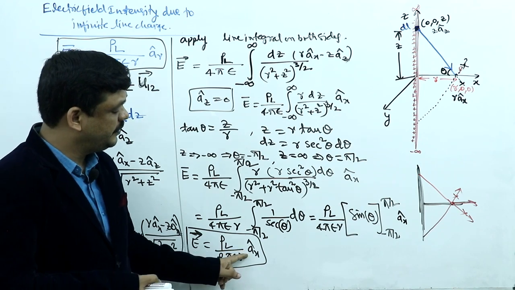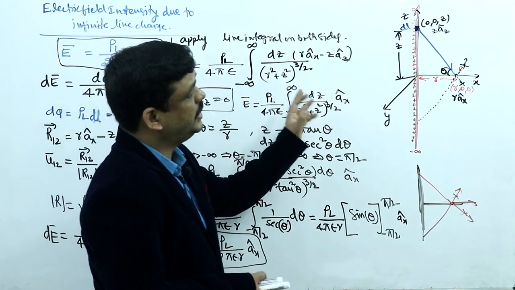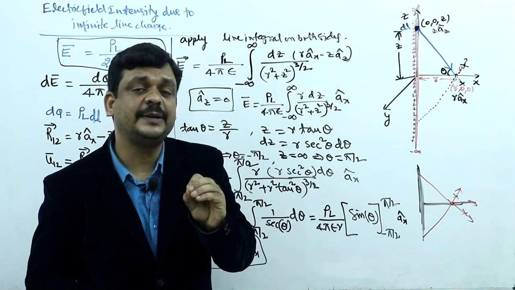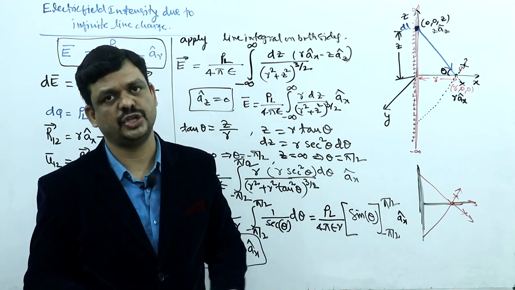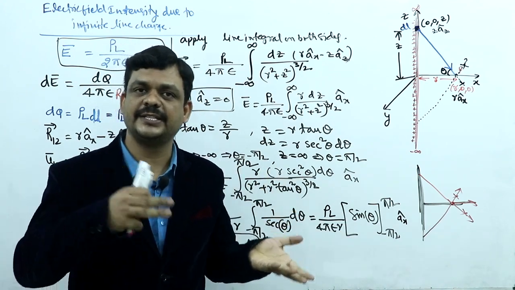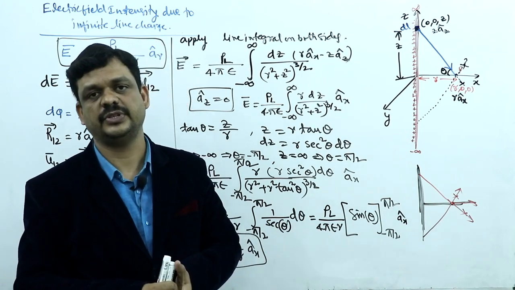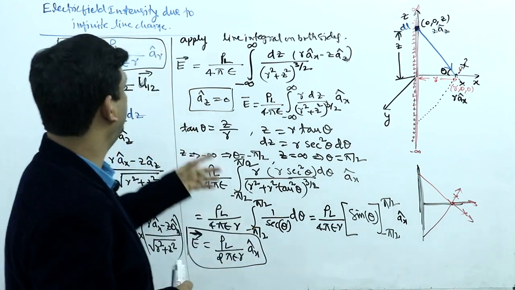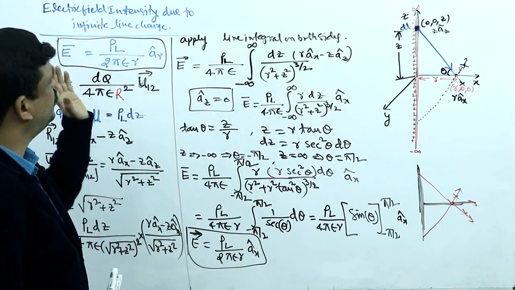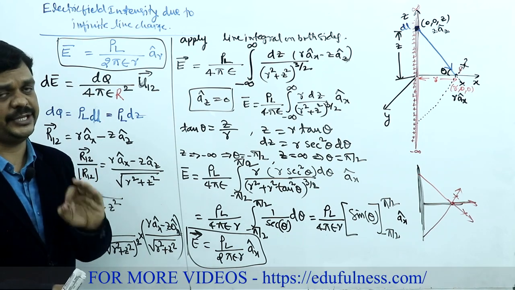Now here the unit vector direction is ax direction, because here I have assumed that the point is on the x axis. If you take that point on the y axis, then it gives the ay direction. If you take that point on the xy plane, then it gives the x direction and y direction. That depends on the point assumption. That's why here I have written the a r direction, which depends on the point position. This is one of the standard formulas, electric field intensity due to infinite line charge.